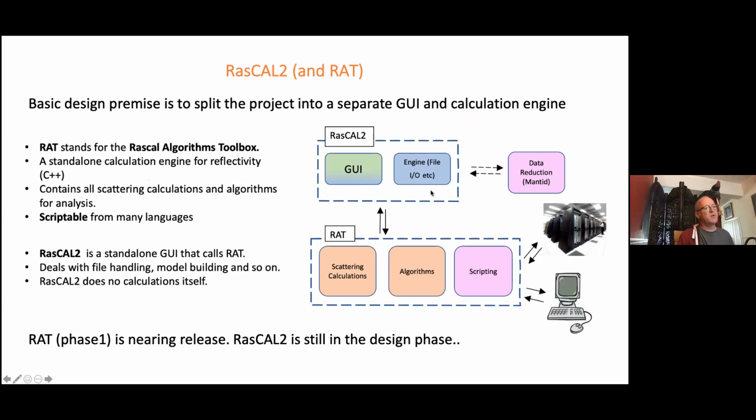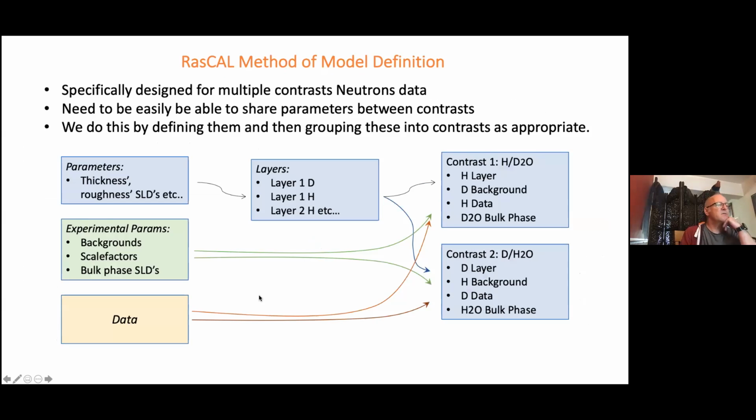So it's split up into two bits, RasCal 2, which doesn't exist yet, and RAT, which stands for the RasCal Algorithms Toolbox, which is coming close to release now. This is all in C++, or nearly all in C++, there's some MATLAB in there. And it has all the scattering calculations and algorithms and scripting in it. And then the intention is RasCal 2 will be a standalone GUI that calls RAT and deals with all the things that GUIs deal with.